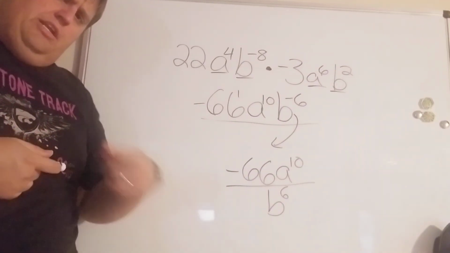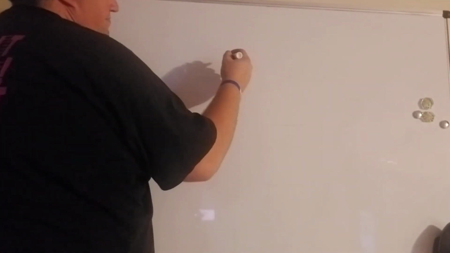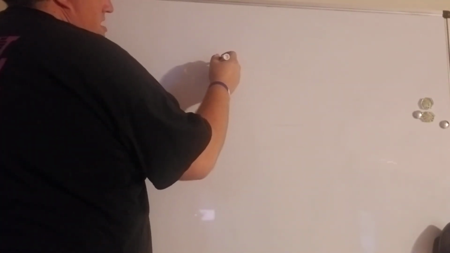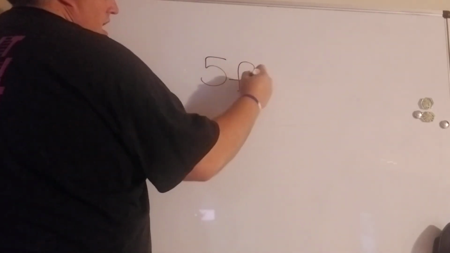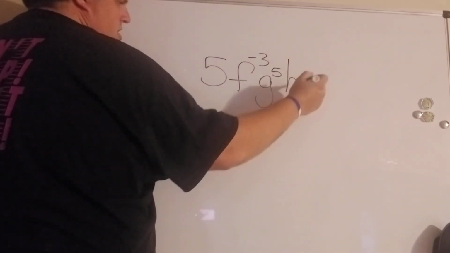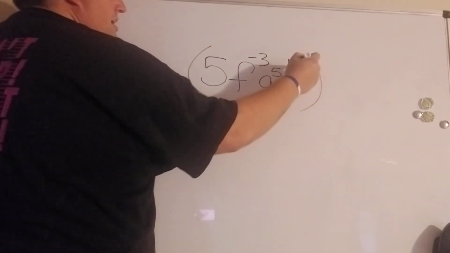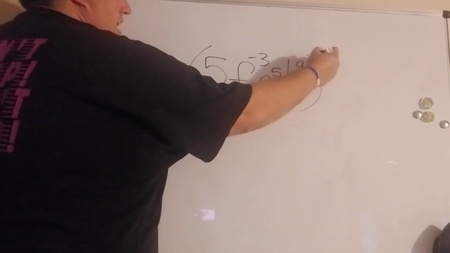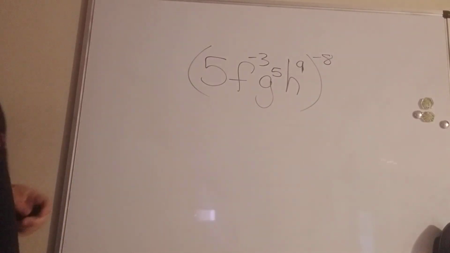Maybe I should do one power to a power, and then I'll be done. I don't want to make it too long. So let's say we had 5 f to the negative third, g to the 5th, h to the 9th, all, that's a weird 9, don't worry about that, all to the negative 8th or something like that, right?